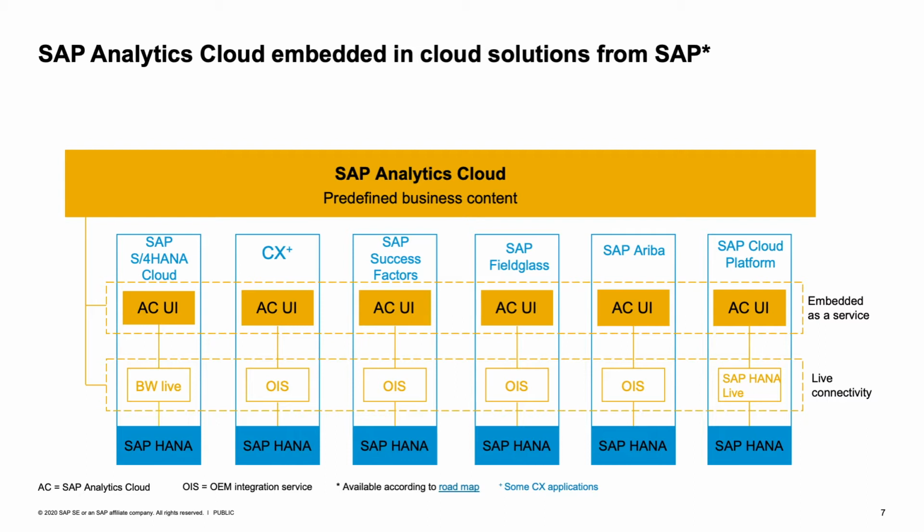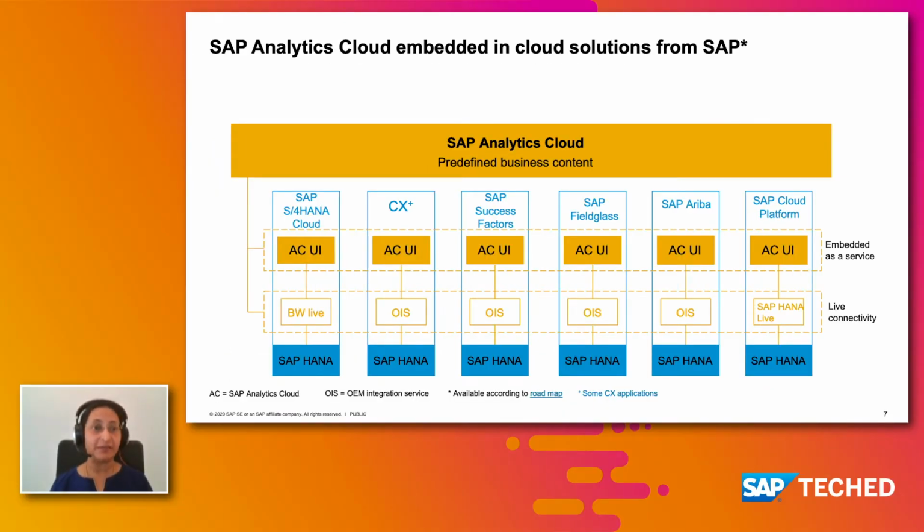The advantage of live connectivity here is that analytics is happening real time in embedded SAC. There is no replication of data happening in this case. Also, the SAC UI is embedded as a service in these applications. So basically, it is with URL API that the embedding is done in iframes. Now, because these applications are deploying SAC embedded, they are also deploying predefined business content along with this. And this predefined business content is, of course, based on the analytics workflow that this application needs to support.